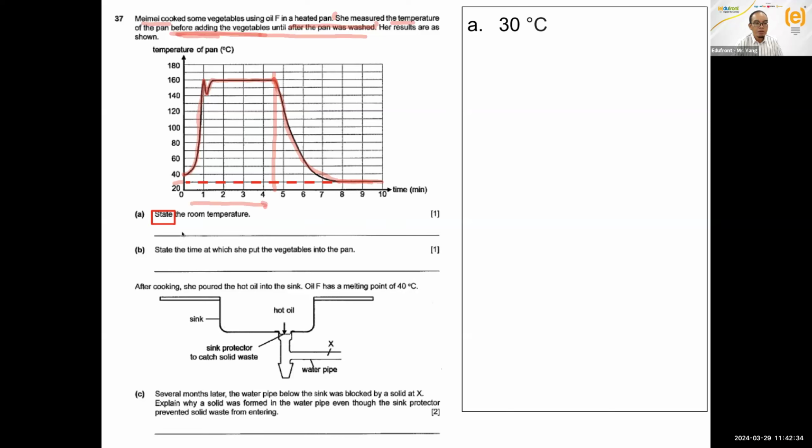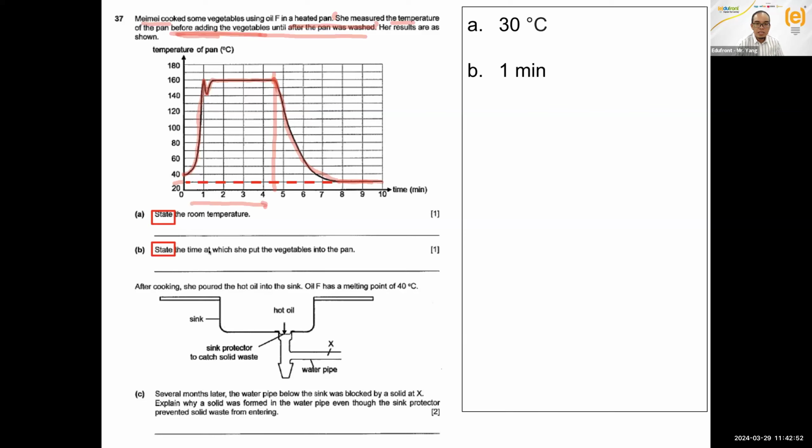Okay, can you guys type in the group chat what's your answer for B? State the time in which she put the vegetables into the pan. All of you got the answer. Very good. 1 minute, right? Okay, so you just need to state. State means you don't have to explain, you know.